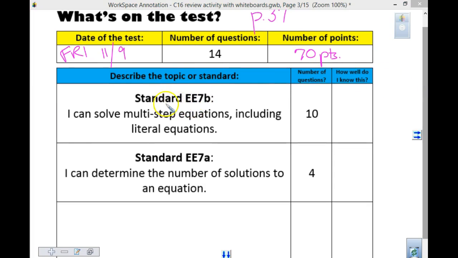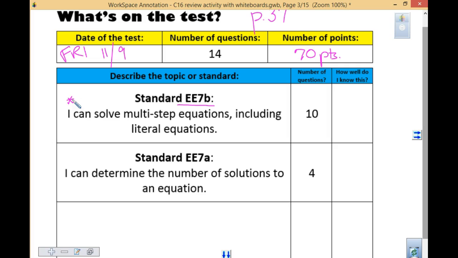You don't have to write this standard, but this is the standard that I'm grading on. It's one of our major 8th grade standards to make sure that you can solve multi-step equations, including literal equations. After this year, we start putting in your PowerSchool if you're proficient on these standards. Right now, I do this for this big standard because this is a major 8th grade standard. There's 10 questions on this.